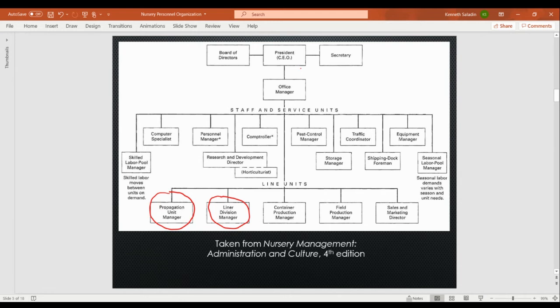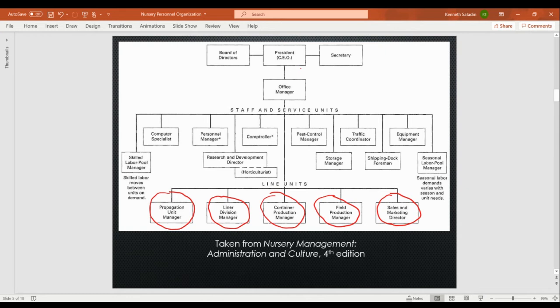And then this particular nursery has a container division, so we have a container production manager right there. And this nursery has a field production division, so we have a field production manager. And then finally, we have to have somebody or several people that are going to sell the products that the nursery creates. So one other thing to remember, it's not uncommon for nurseries to grow the same plant both as a container and in the field.